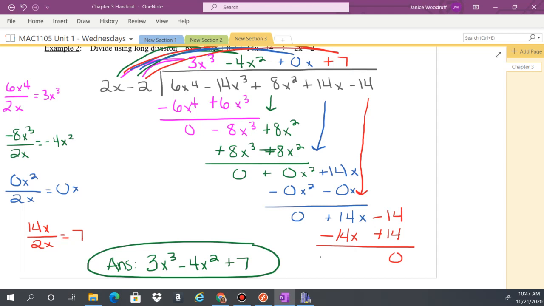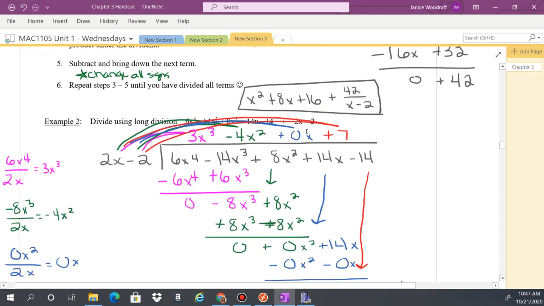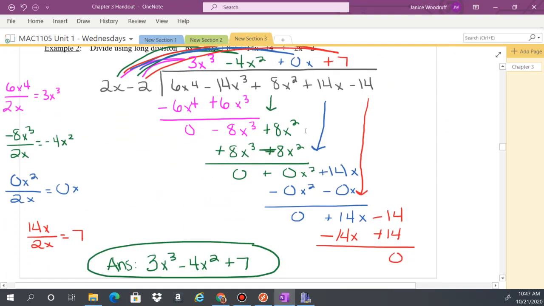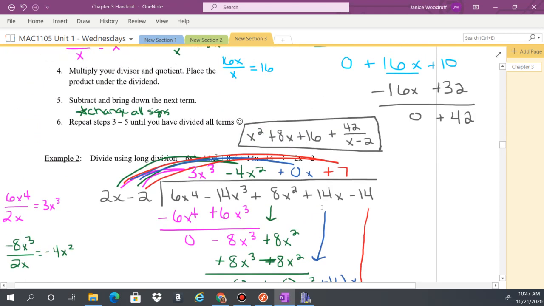Now, how would I want to check my work to make sure I did this correctly? Yeah, the opposite of divide. So multiply. So multiply your answer by the 2x minus 2. You should get your divisor. Always forget. Dividend. You should get your dividend. Okay, if you want to do that. It doesn't work as well when you have a remainder.